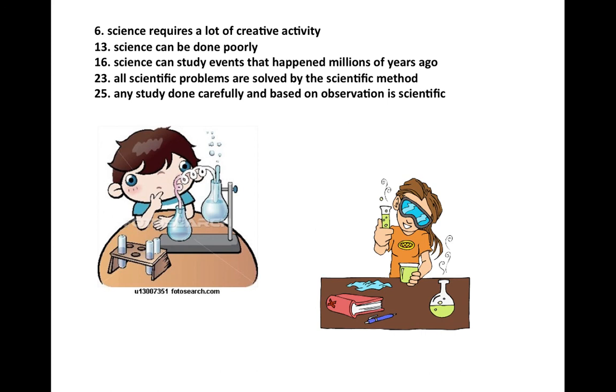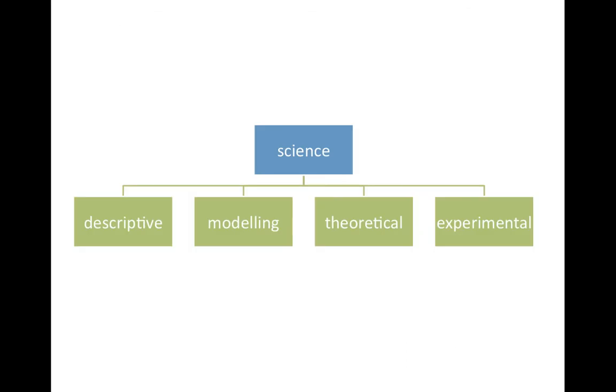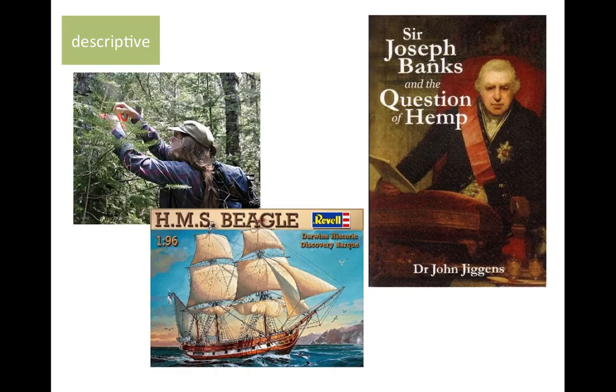Actually, science is a complex interaction between 4 broad methods. These are descriptive, modelling, theoretical, and experimental methods. So let's have a look at each of these in turn.